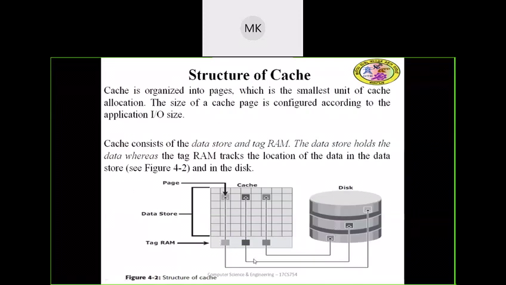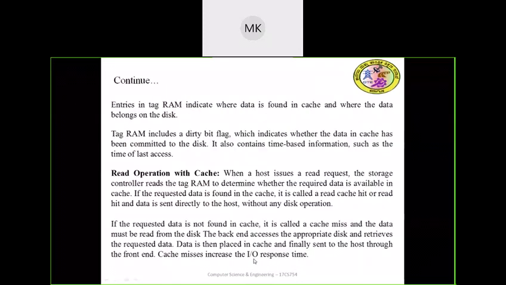These are the tag RAM entries in the diagram. They indicate where the data is found in the cache and where the data belongs on the disk. The diagram includes a dirty bit flag, which indicates whether the data in cache has been committed to the disk. It also contains time-based information such as the time of last access.